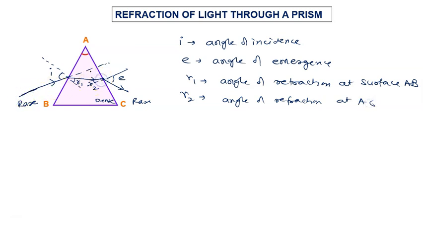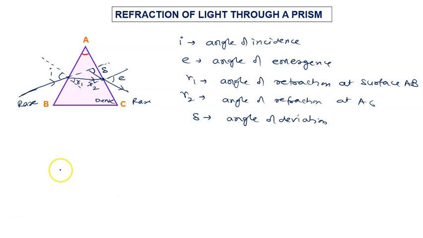This is the initial ray and this is the final ray. If we retrace the final ray in the backward direction, it meets at this point, and this angle delta is known as the angle of deviation. So delta is the angle of deviation, meaning the angle through which the incident ray is deviating.